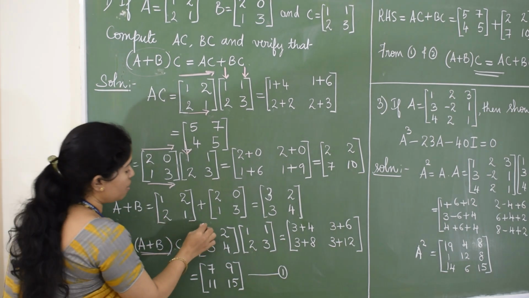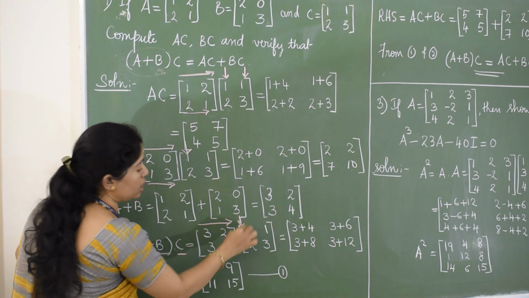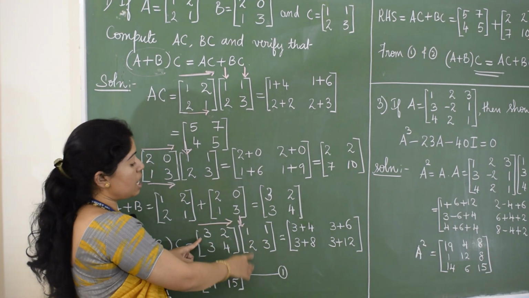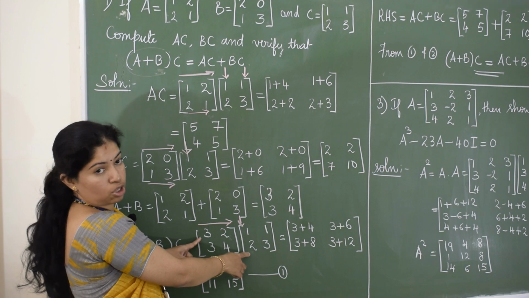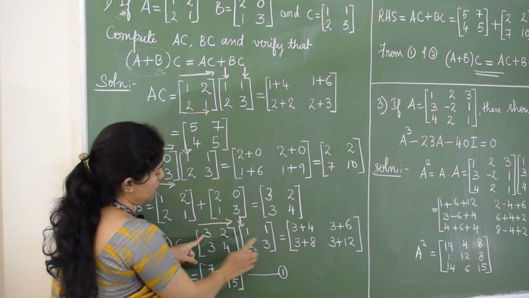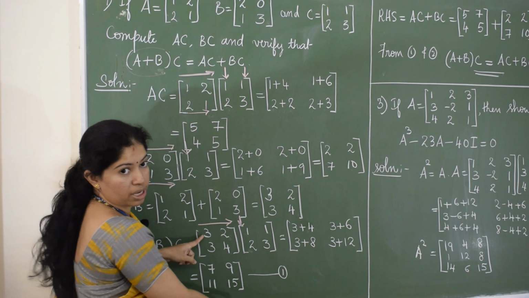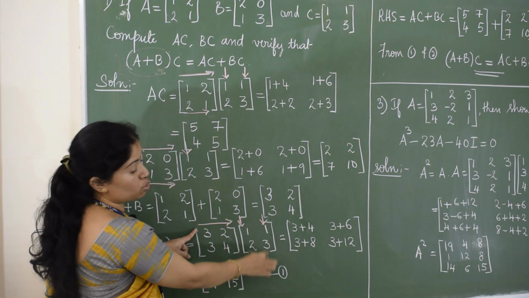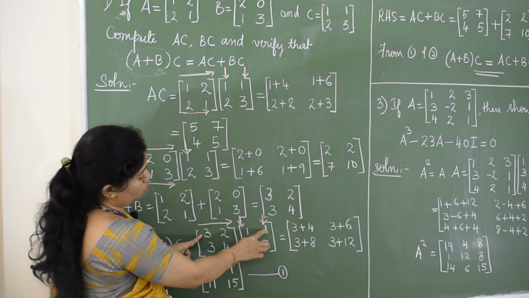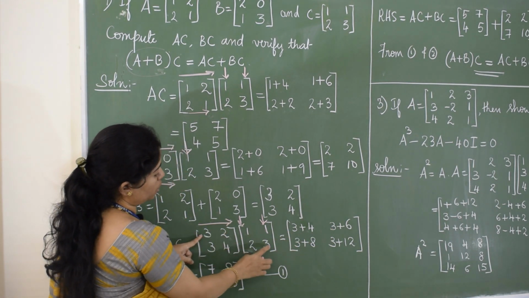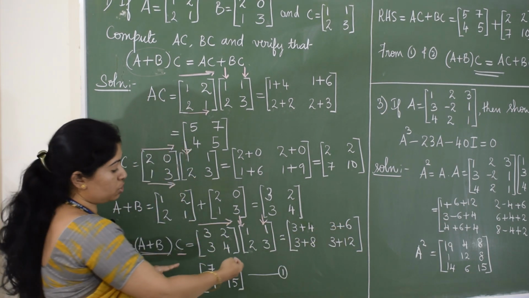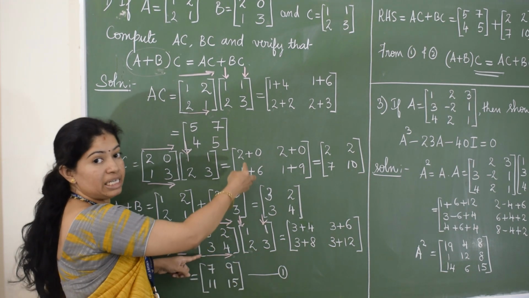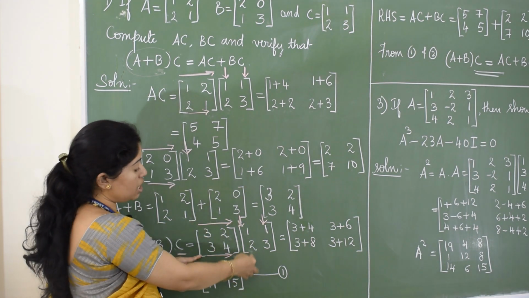Again the same method we are going to use, row by column method. So take the first row of the first matrix, multiply with the corresponding elements of a first column. So it is 3 into 1, 3 plus 2 into 2, 4. Next, take the first row, multiply with the corresponding elements of the second column. So 3 into 1, 3 plus 2 into 3, 6. Now coming to the second row, you are going to take second row of the first matrix, multiply with the corresponding elements of the first column.